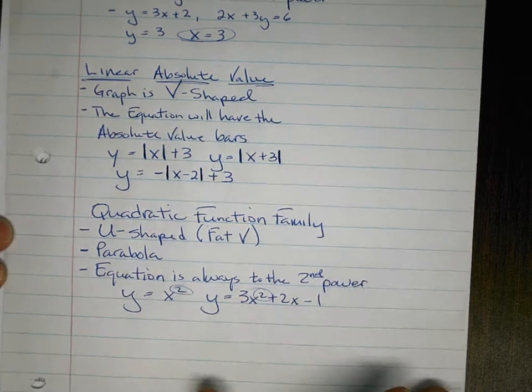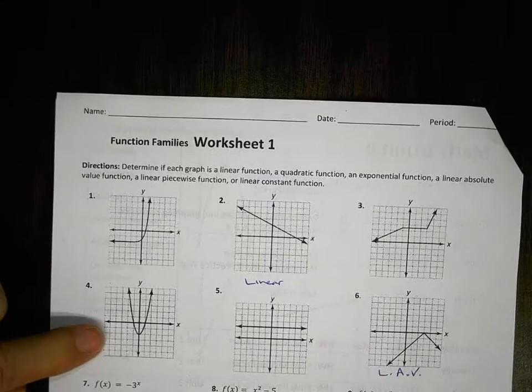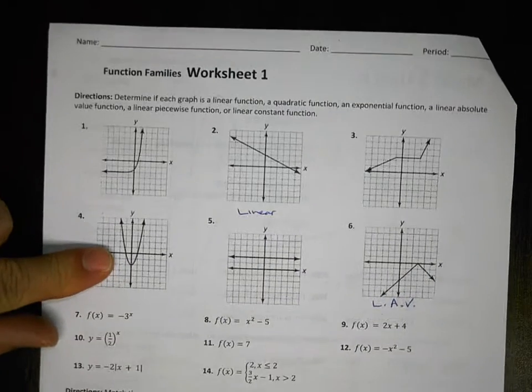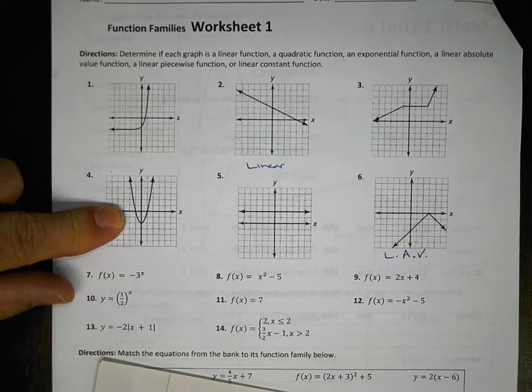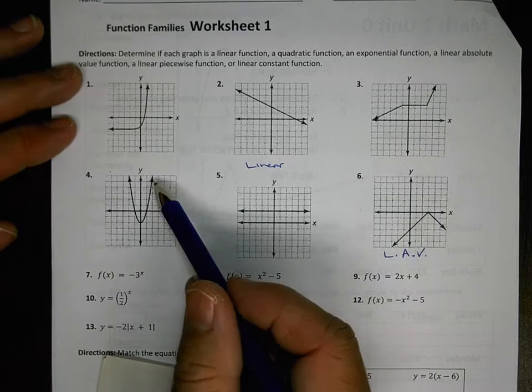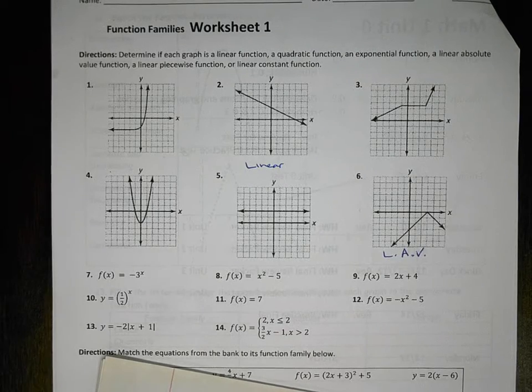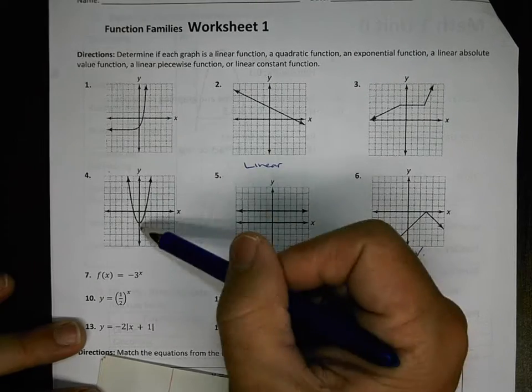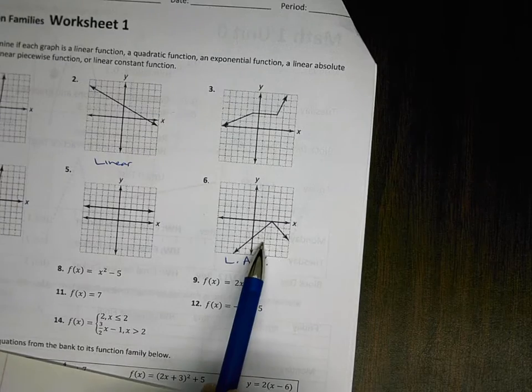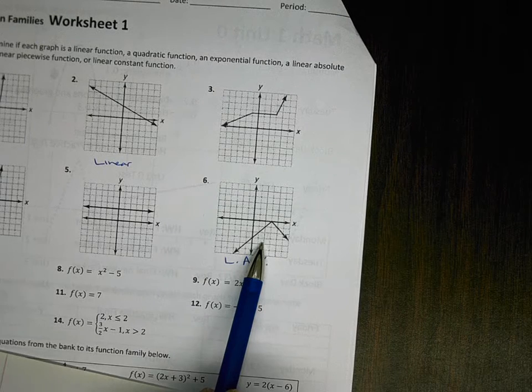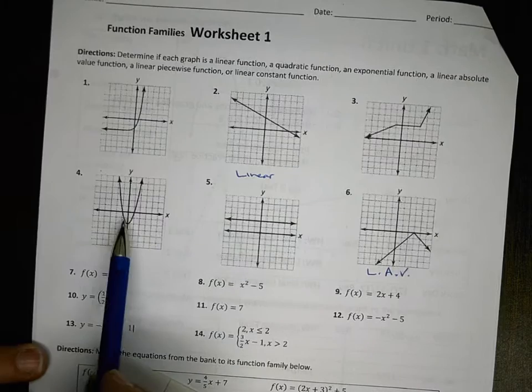And if we go back up here, we look at number 4. That's a quadratic equation. You can see it's kind of U-shaped, kind of V-shaped. Hopefully you can see why I like fat V more than I do U-shaped. Okay, it's kind of a V. It's very similar to the absolute value function family, except it's more rounded.